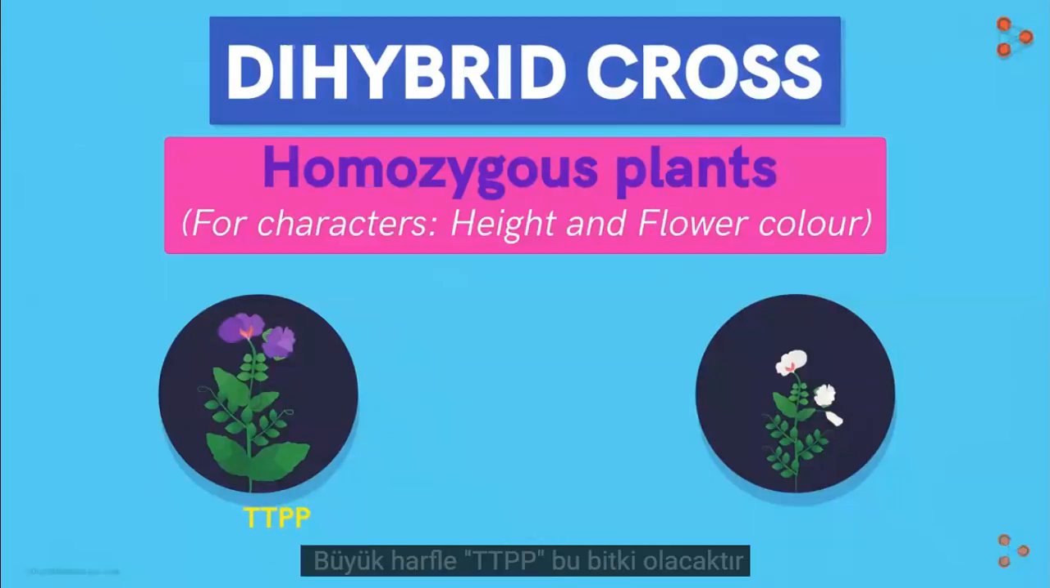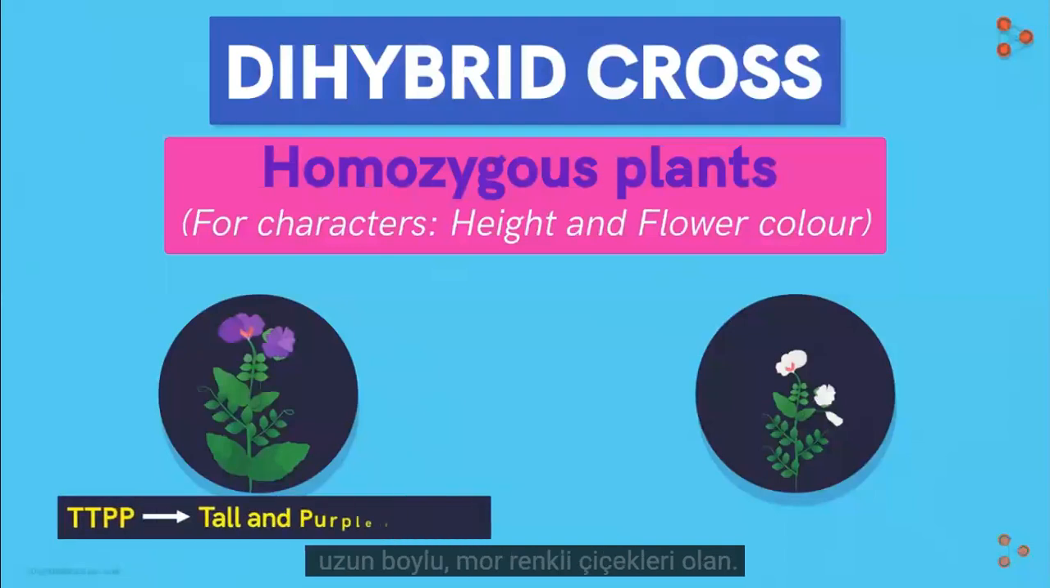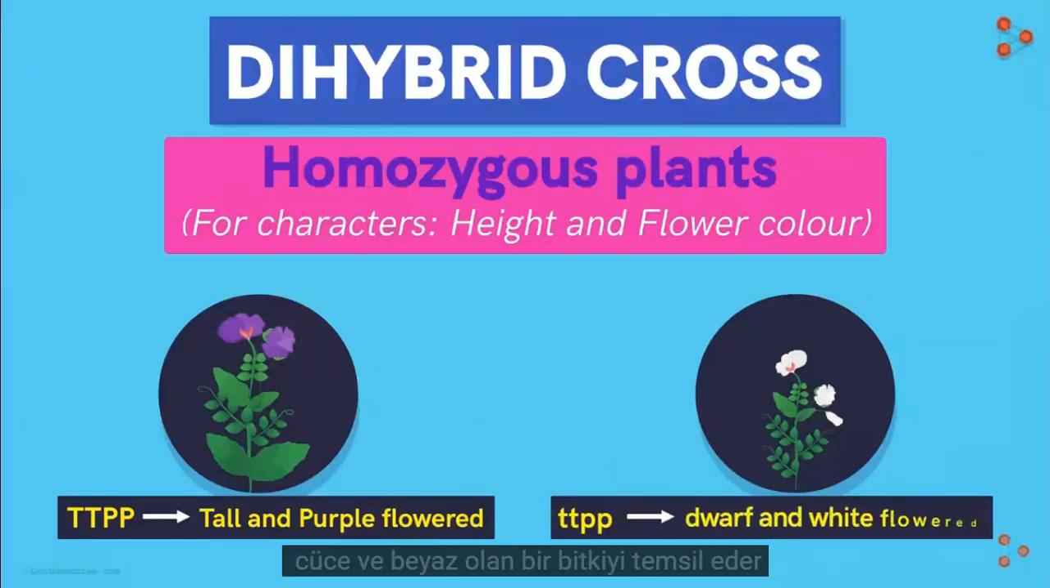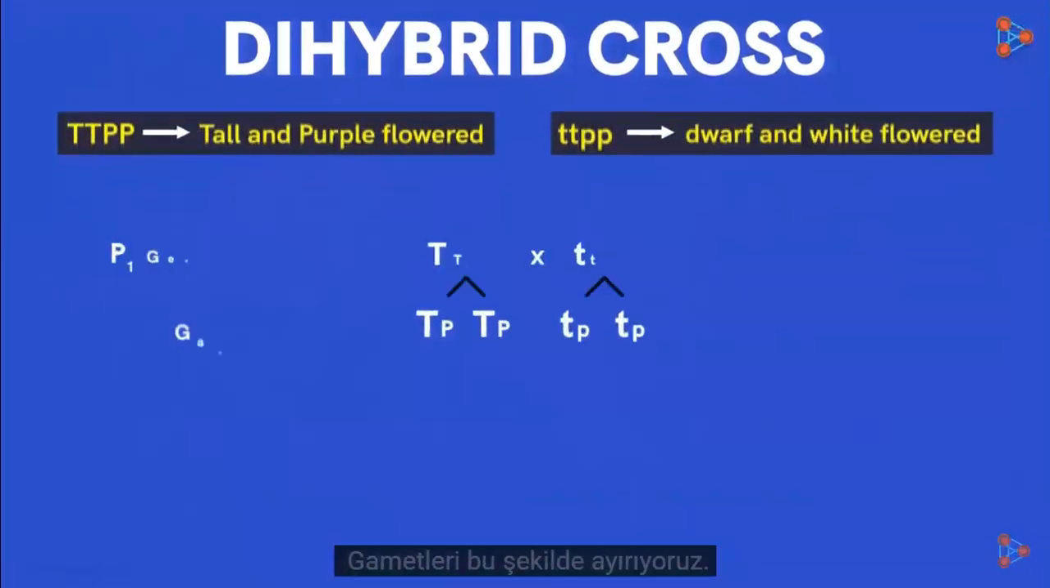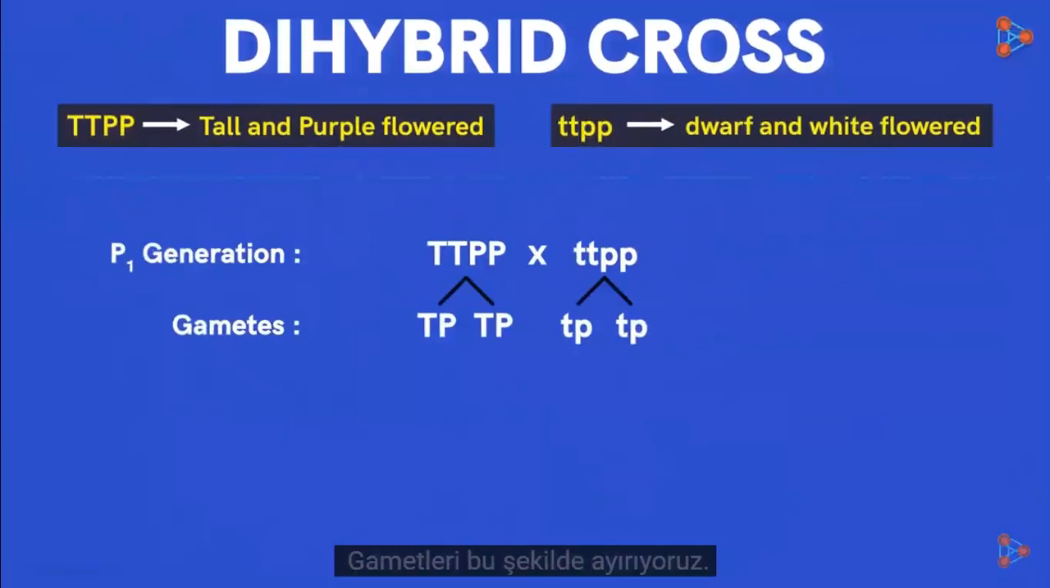TTPP in uppercase will be this plant which is tall with purple colored flowers. Similarly, ttpp in lowercase will represent a plant that is dwarf and has white colored flowers. This is how we separate the gametes. Any idea why didn't we write it as TT and PP?